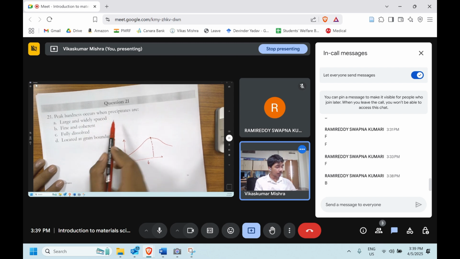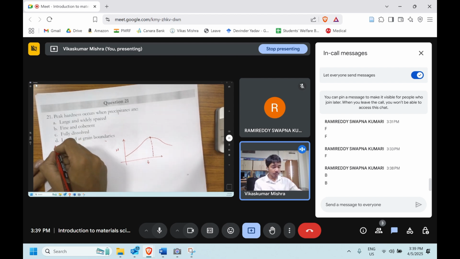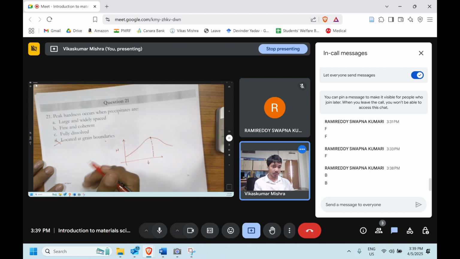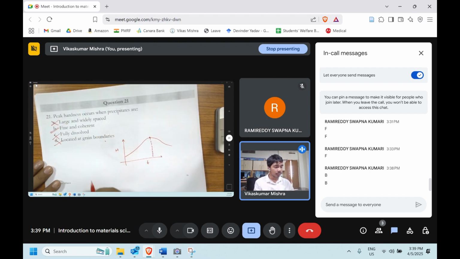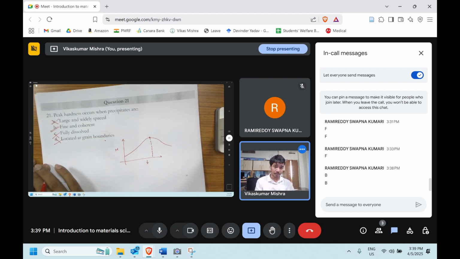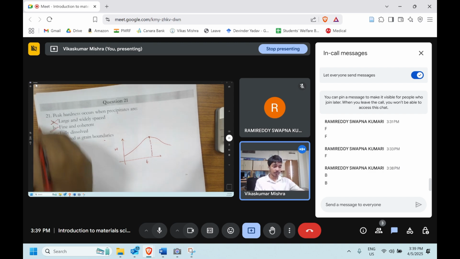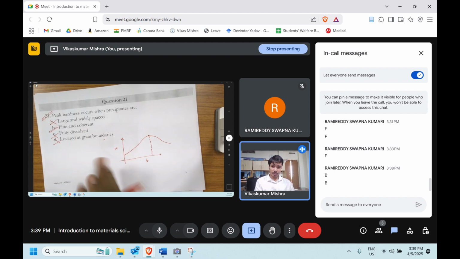Large and widespread precipitates, or fine and coherent, fully dissolved, located at the grain boundary? They should not be located at the grain boundary. Very good. The option is P, fine and coherent, and they should not be fully dissolved. If they are large and widespread, then the dislocation can easily pass through them just by the bowing mechanism. So it should be fine and coherent. Some books also write that it's semi-coherent. If the question says semi-coherent, that too is fine.